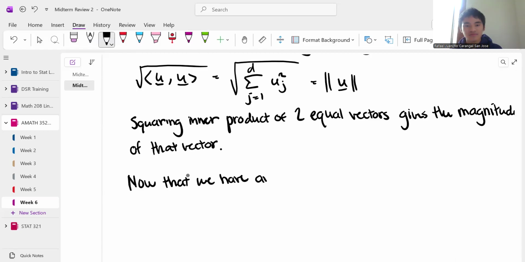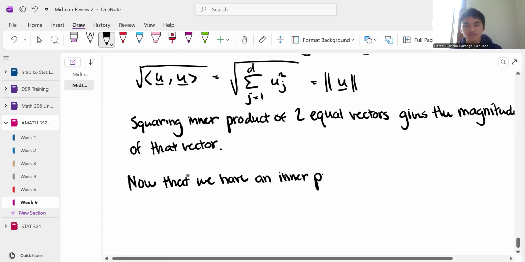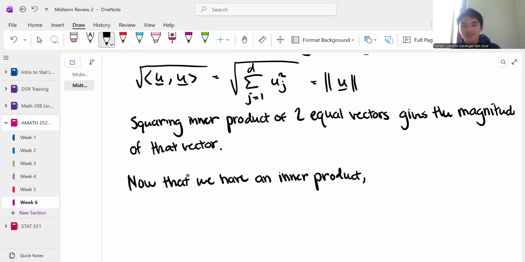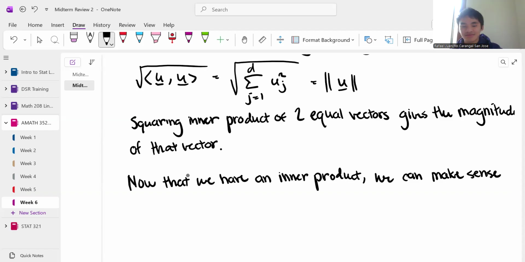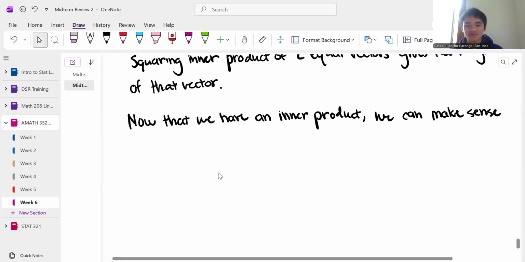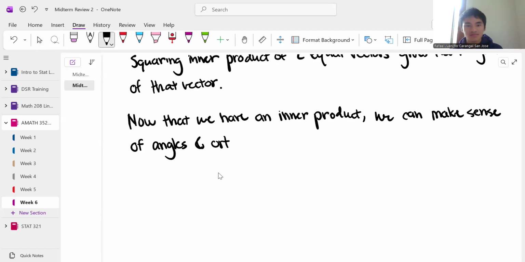So now that we have an inner product, we can make sense of angles and orthogonality. And we're going to use that using inner product. Although it's the hardest to interpret, but it's there. Angles and orthogonality. So let's do a definition here.